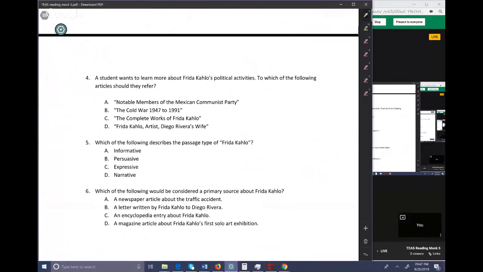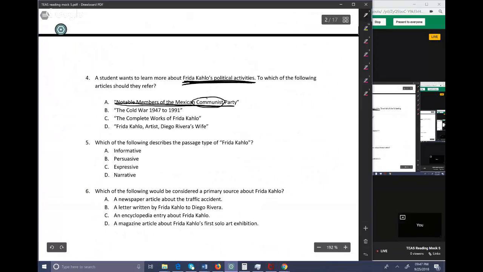A student wants to learn more about Frida's political activities. To which of the following articles should they refer? So this is just about being specific here. For her political activities, you would want something that is political. She was in the Communist Party, so notable members of the Mexican Communist Party would be where you would go. The Cold War would be unrelated to her, because she was not part of the Cold War. The complete works of Frida would be her art, not her politics.